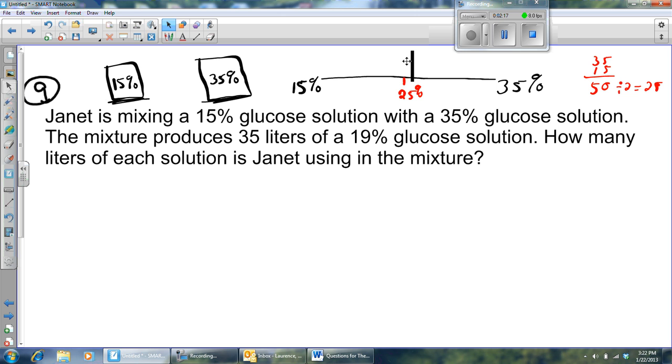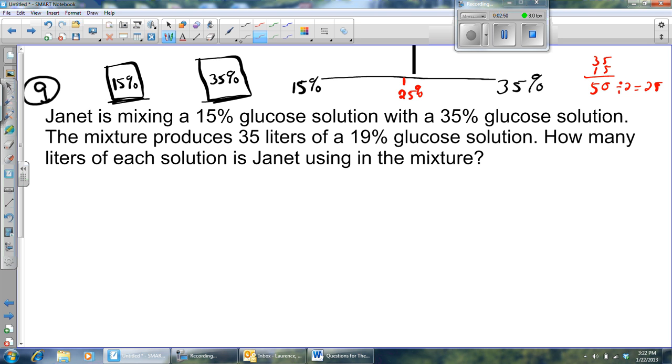If I use more than half of the 35, then it goes up over here. If I use more of the 15%, it'll drop down here. So I start at 15. As I add 35, it creeps up, up, up, up, up. The more I use, the further it creeps. Okay, I'm told the mixture produced 35 liters of a 19% glucose solution. How many liters of each solution is Janet using in the mixture?